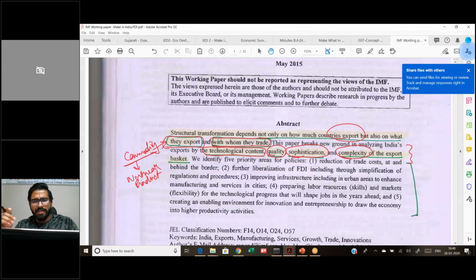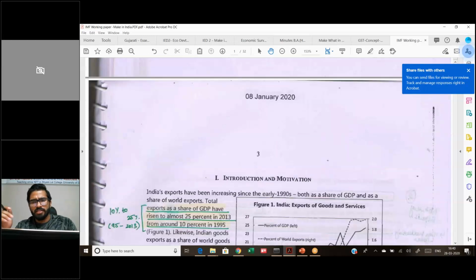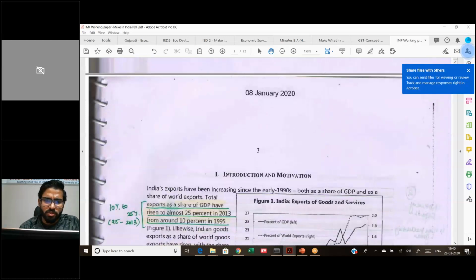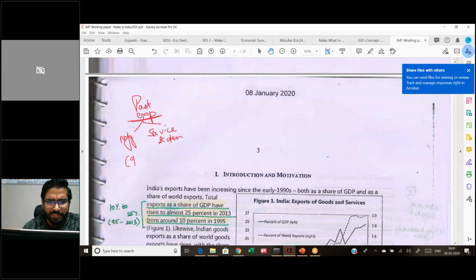So every reading that we have done is in a similar manner: it is going to talk about the past experience that we have had, both in terms of manufacturing goods and in terms of the service sector. The analysis will be somewhere between 1990 and somewhere around 2013. This will be the temporal range of analysis. Then it will go on to where the potential lies.